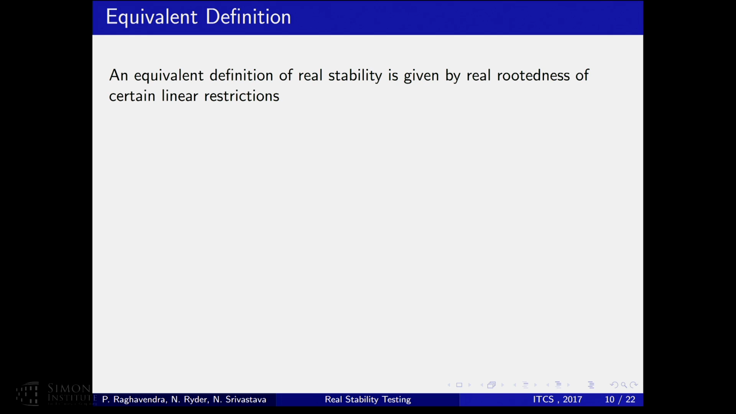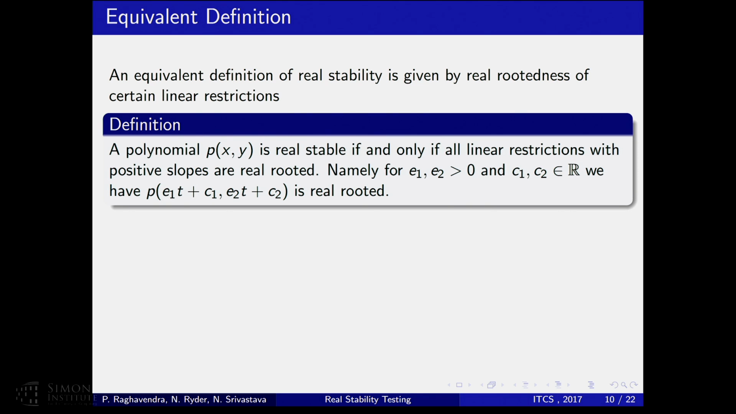OK, so how are we going to tackle this problem? There turns out to be an equivalent definition of real stability that lends itself much better to algorithmic approaches, and it's an easy exercise to see that the two definitions are equivalent. I'm also going to define hyperbolic polynomials in a second. The main definition for both of these will be looking at linear restrictions. So we'll put into the inputs linear polynomials in a single variable t, and we'll want properties of those linear restrictions. For real stability here, we want to look at linear restrictions that have positive slope, and we want the requirement to be that any such linear restriction is real rooted.